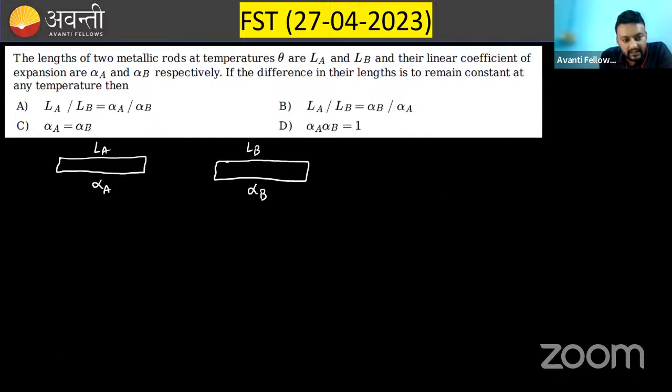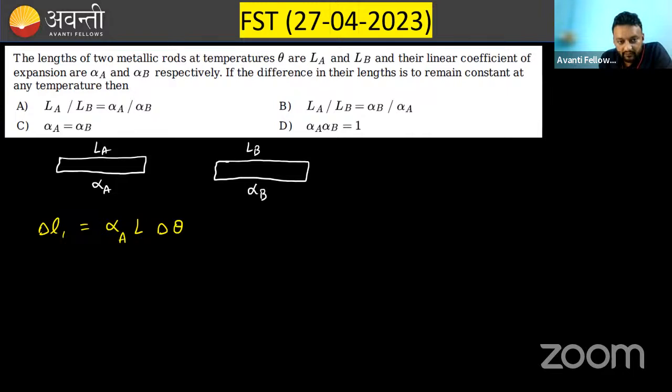Okay. So one thing that you know, if I say delta L1, for example, if I am writing it for the first rod, delta L1 is equal to alpha L delta theta. Is it clear? This is the equation that we know.